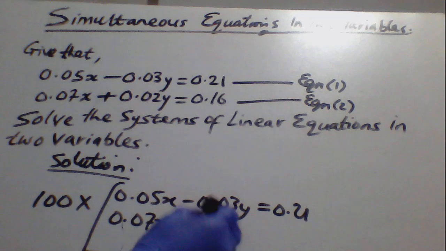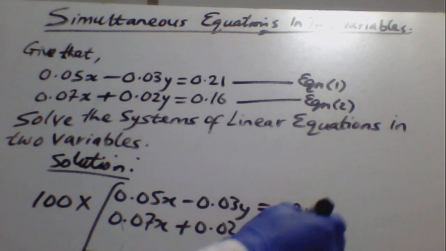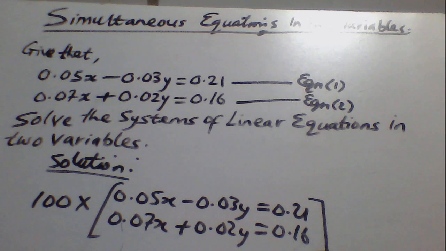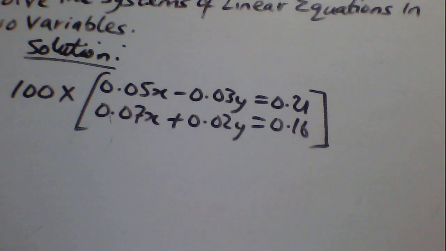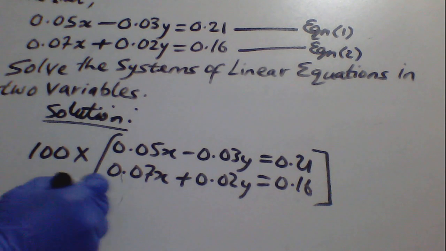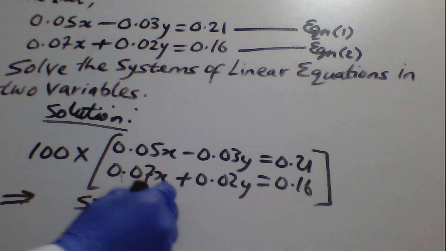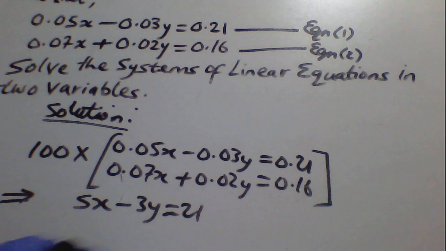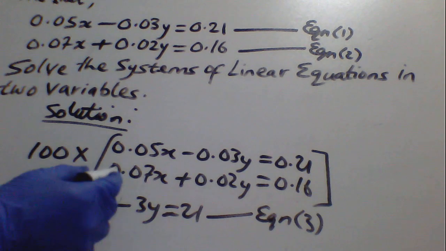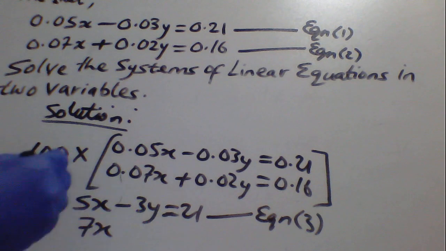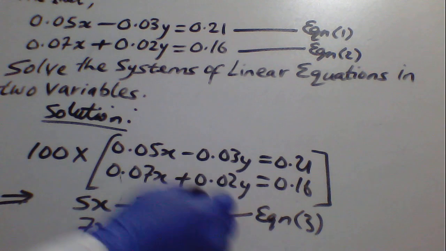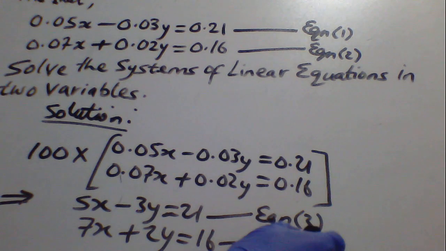That means multiplying each equation, 0.05x minus 0.03y is equal to 0.21 and 0.07x plus 0.02y is equal to 0.16, by 100. This is the first thing you have to do. Once you have multiplied the equations, we have 5x minus 3y is equal to 21, which we call equation 3. Then 100 multiplied by 0.07 gives us 7x, 100 multiplied by 0.02 gives us plus 2y, and 0.16 multiplied by 100 gives us 16. We call this one equation 4.